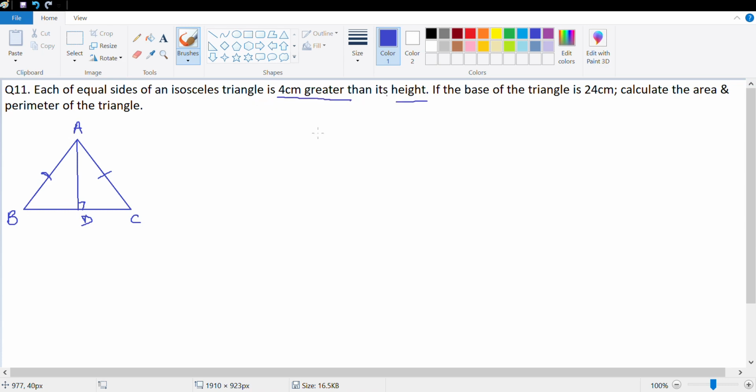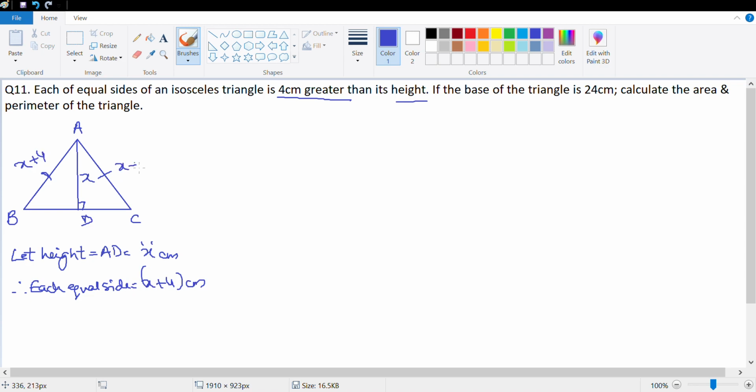4 centimeter greater than the height. Let height AD be equal to x centimeter. So if this is x, then each equal side is equal to x plus 4 centimeter. So this is x plus 4 and this is also x plus 4. If the base of the triangle is 24 centimeter, so BC is given equal to 24 centimeter, calculate the area and perimeter of the triangle.